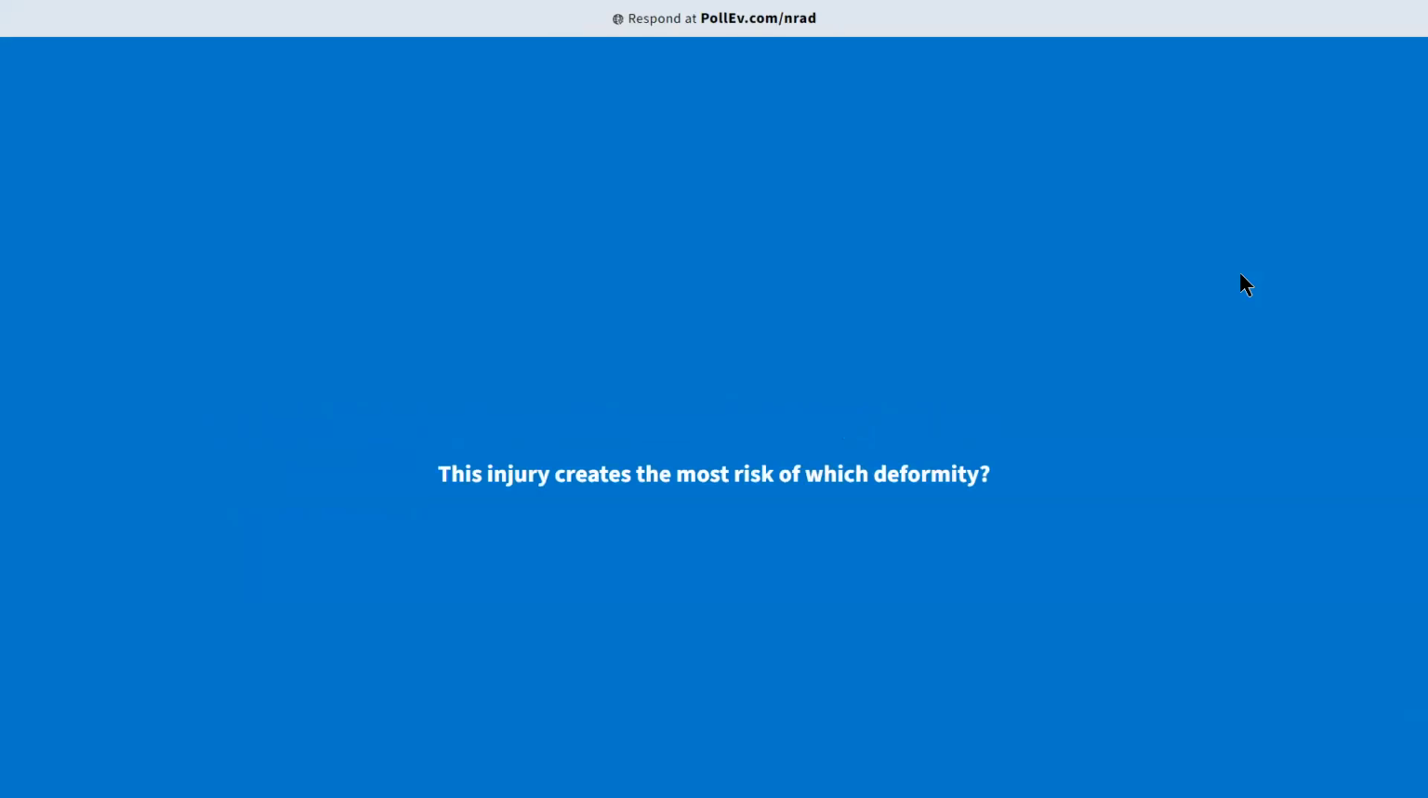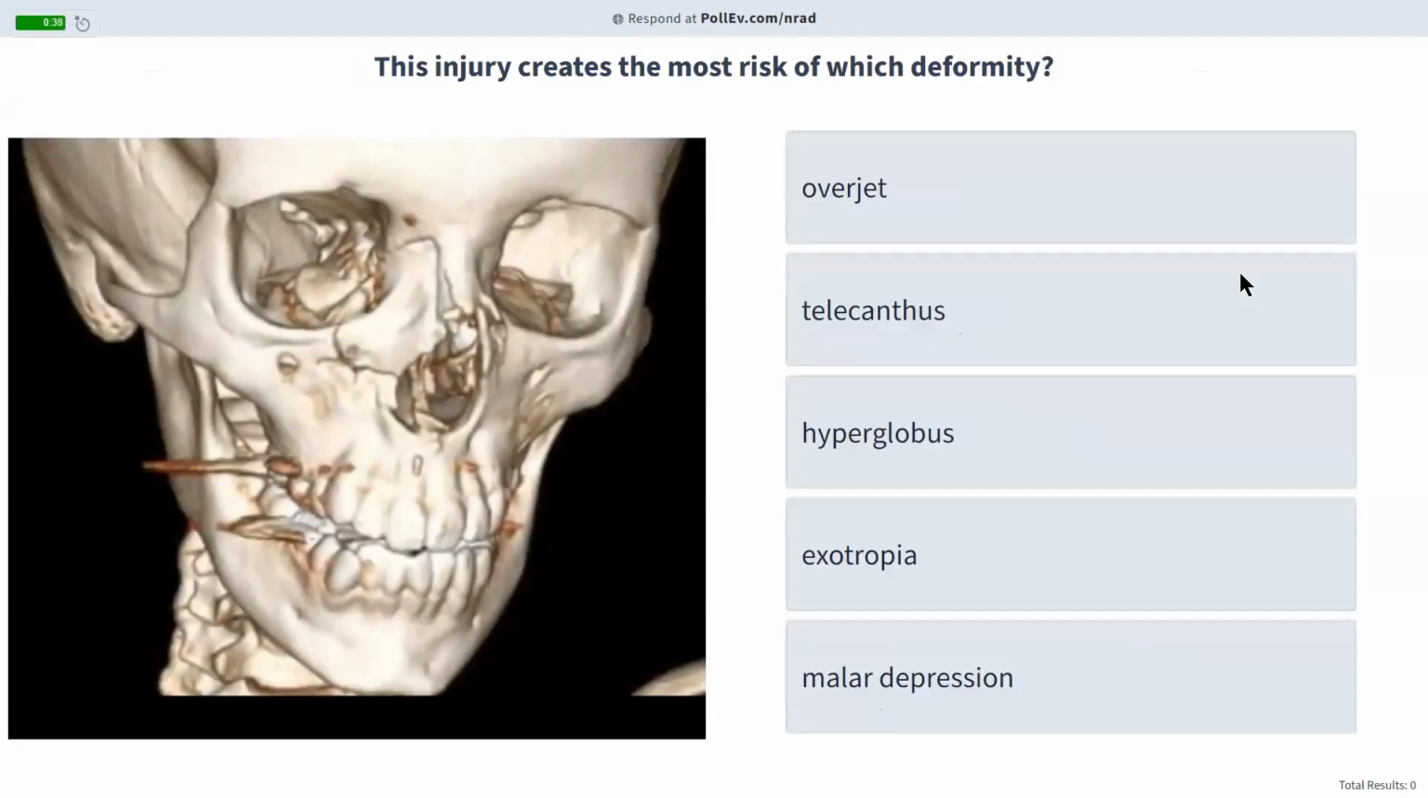This injury creates the most risk of which deformity? This is a 3D rendered view of the facial skeleton in a 12-year-old who had facial trauma.